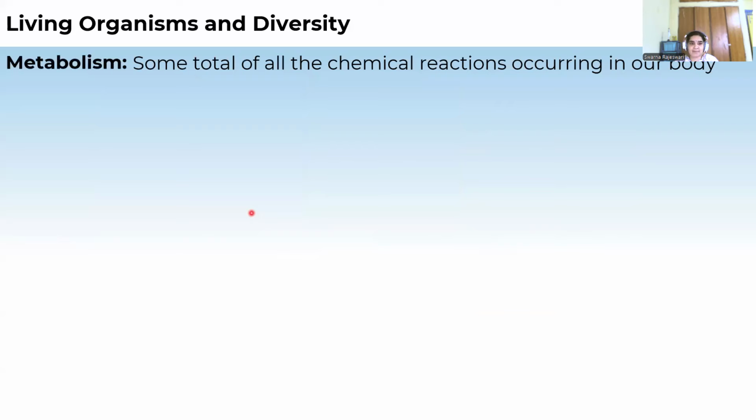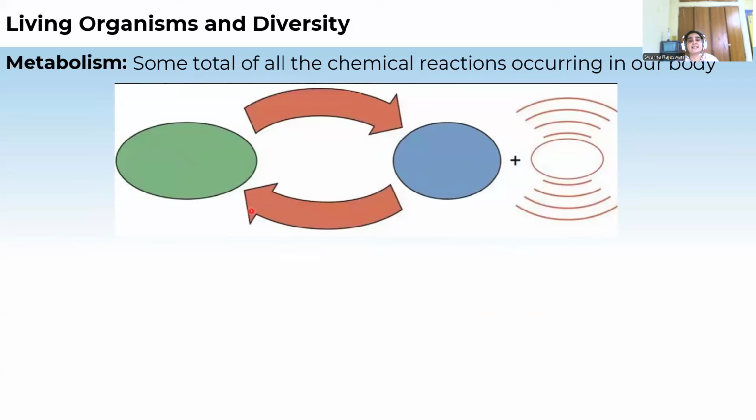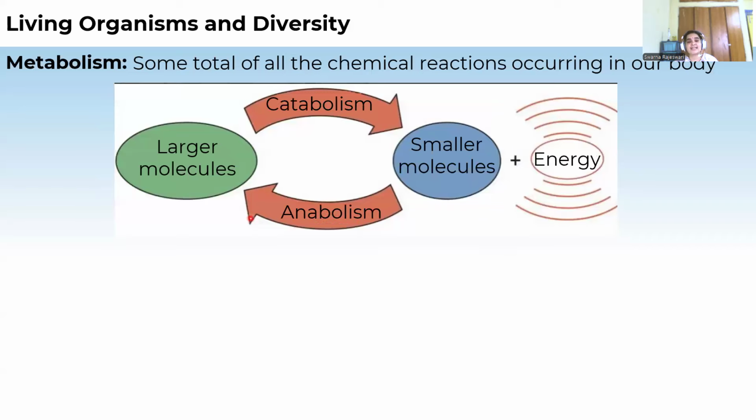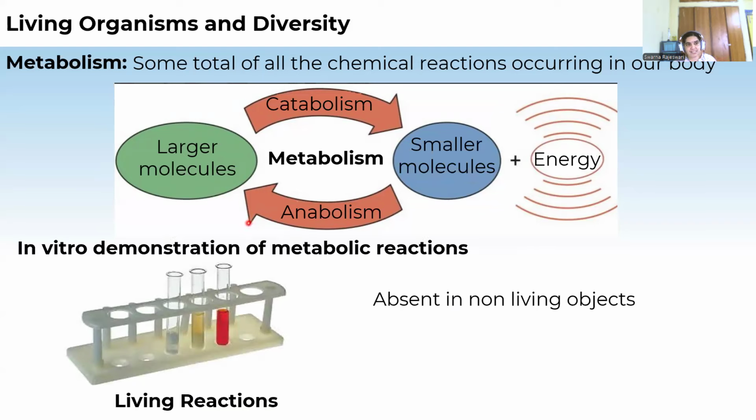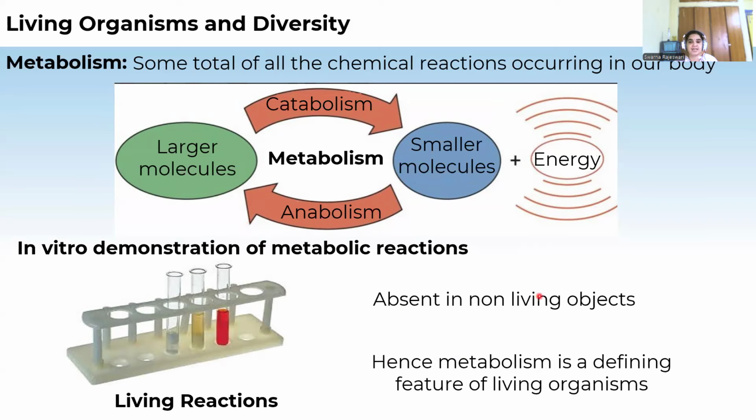Then the third one is metabolism. What is metabolism? It is the sum total of all the chemical reactions that occur in the organism, means it is a sum of catabolism as well as anabolism. All living organisms will show metabolism, which is absent in non-living objects. So metabolism is one of the defining characters of a living organism.